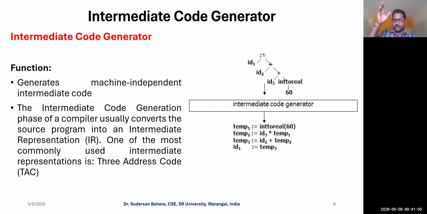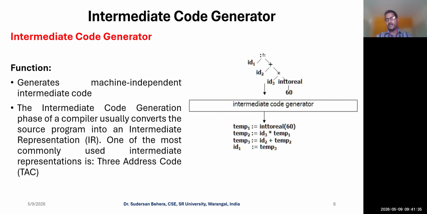Because we started from position equals initial plus rate into 60, the left hand side variable is position. The token type of that variable is identifier 1, so that is going to hold everything present on the right hand side. Everything will be calculated and the result will be placed in position. That is the thing.